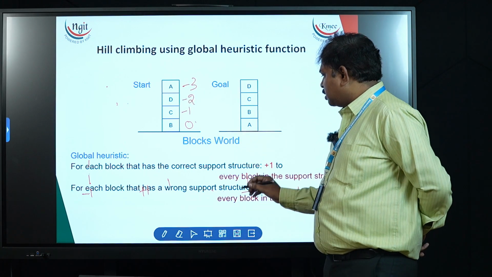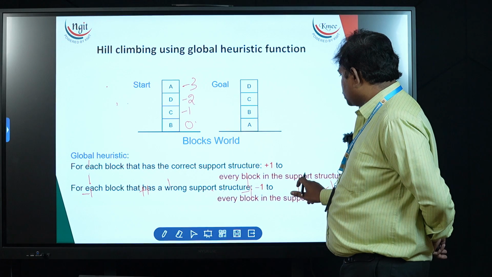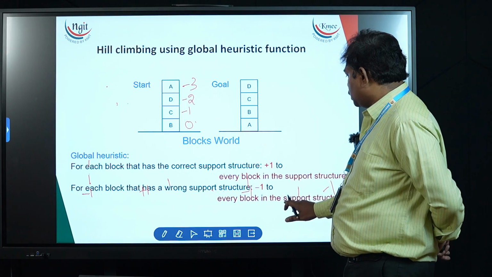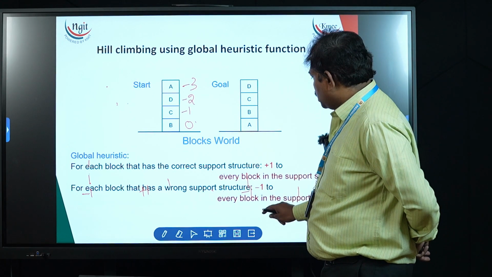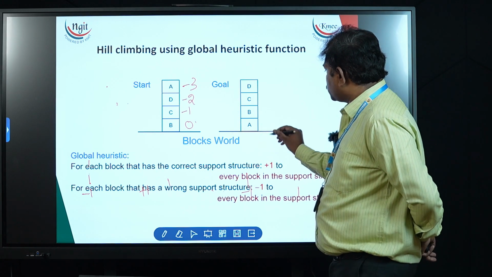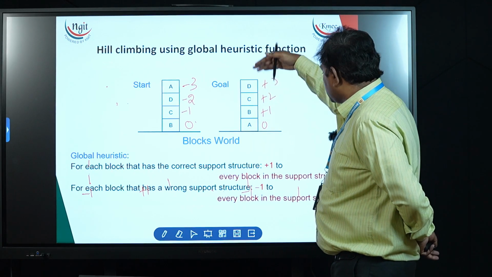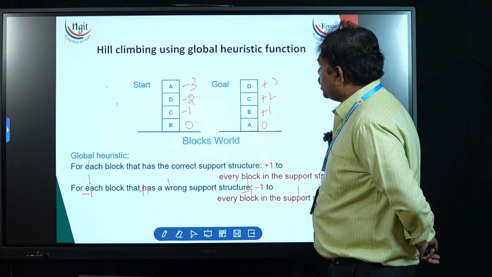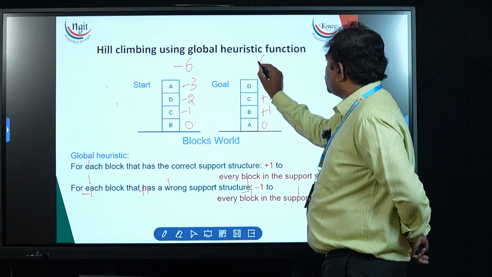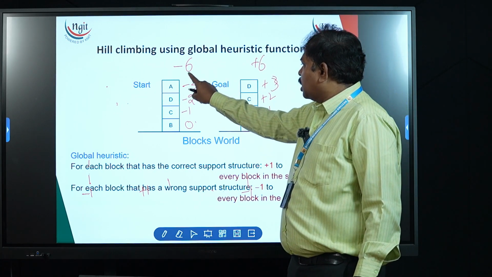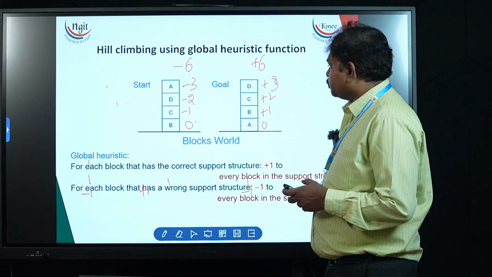In this way I changed my heuristic function. You assign plus 1 to every block in the right support structure and minus 1 to every block in the wrong support structure. If it is the wrong support structure, we assign minus 1. Right support structure, we assign plus 1. Now again you start here at 0, here it is plus 1, plus 2, plus 3, meaning I am incrementally adding. So my problem is that my starting state is minus 6 and the goal state is plus 6. I have to start from minus 6 and reach plus 6. Now how do we solve this problem?